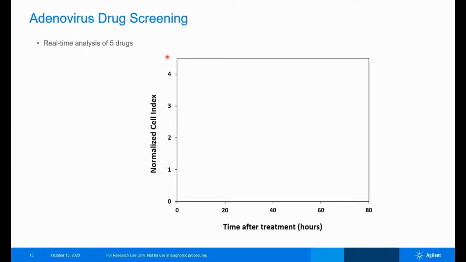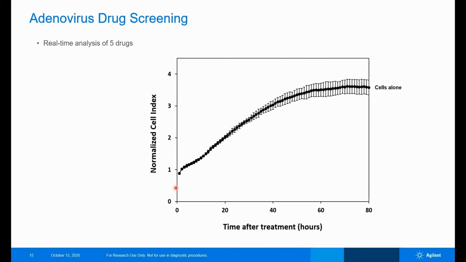So here again, we're going to look at the impedance signal. And in terms of timing, we're not going to look at the initial 24 hours of cell adhesion and proliferation. So here, t equals 0 represents the moment at which virus and drug were added. If we look at cells by themselves, they proliferate over this 80-hour window. When we add in virus, it takes about a day, but eventually there's a very severe cytopathic effect.